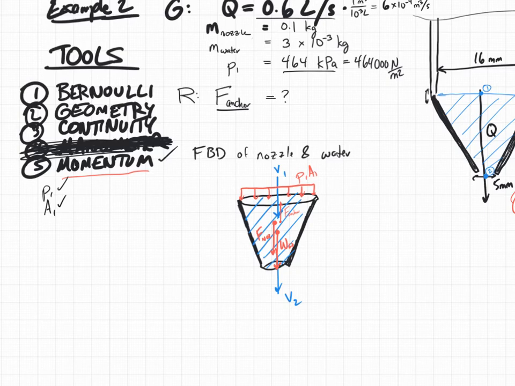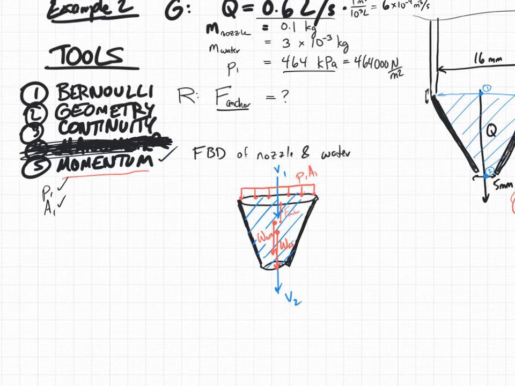Why did I call that F nos? That was silly. Let's not call that F nos. Let's call that the weight of the nos, W nos. All right, let's not be ridiculous here. I mean, let's be ridiculous, but not in that way. Okay. So we can get the weights by doing mass times gravity.